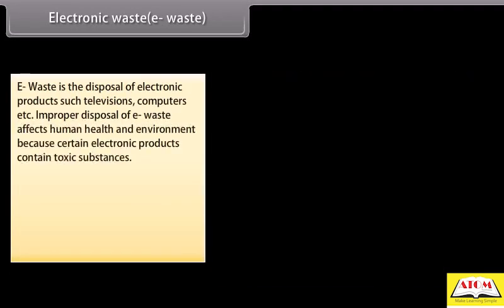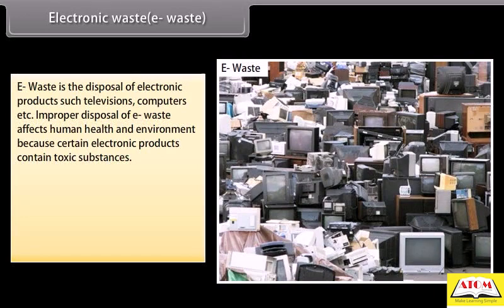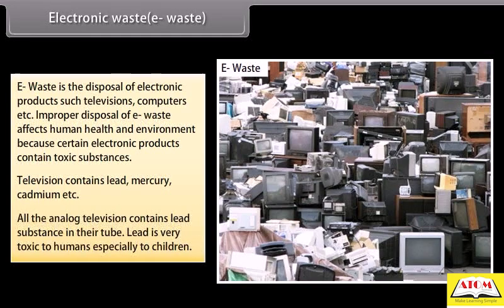Electronic waste, e-waste. E-waste is the disposal of electronic products such as televisions, computers, etc. Improper disposal of e-waste affects human health and environment because certain electronic products contain toxic substances. Television contains lead, mercury, cadmium, etc. All the analog television contains lead substance in their tube.